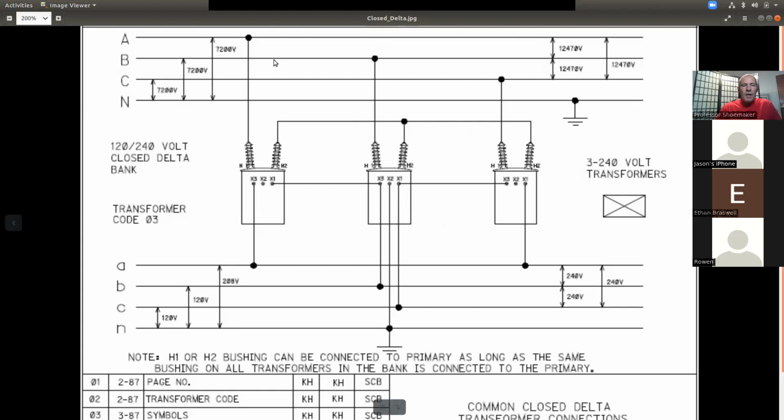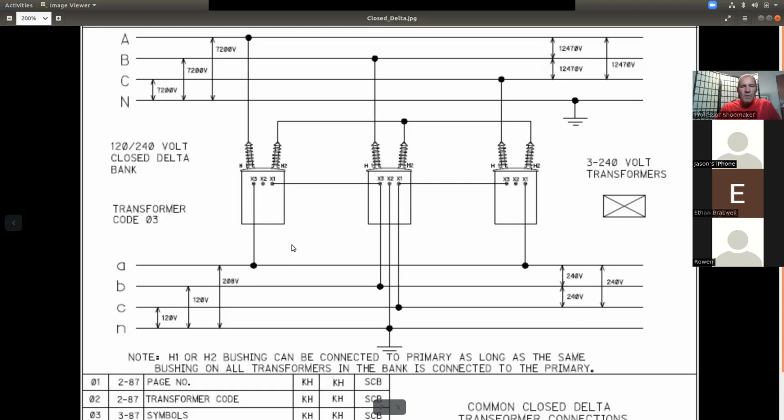All right, follows the same rule here. We start at the top, A, B, C, H1, H1, H1. H2, H2, H2 are all tied together, but we do not connect them to the system neutral. That is called a floating neutral. X3 to B, X1 to C. The outside transformer bushing on both of the power transformers go to A.